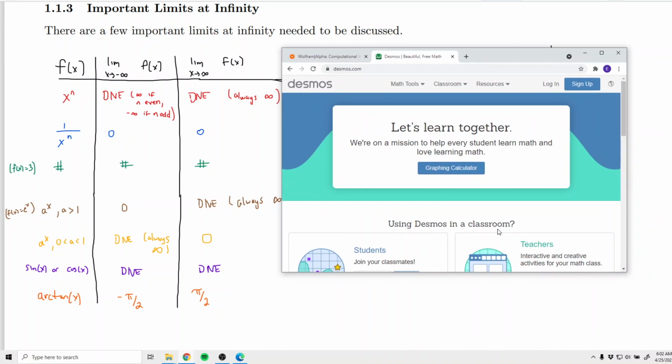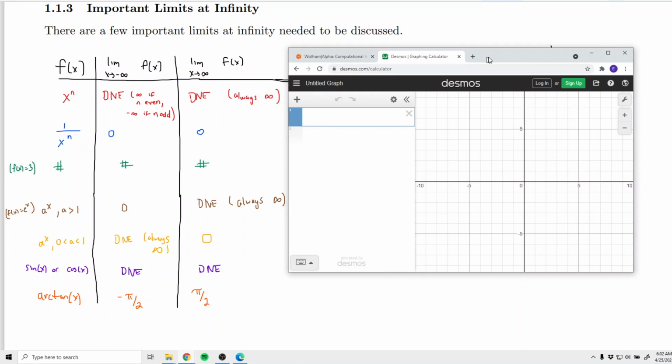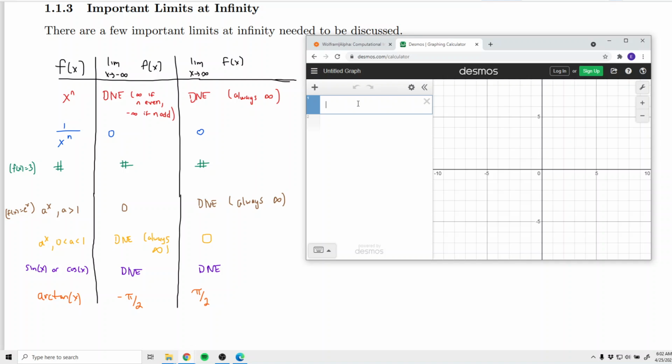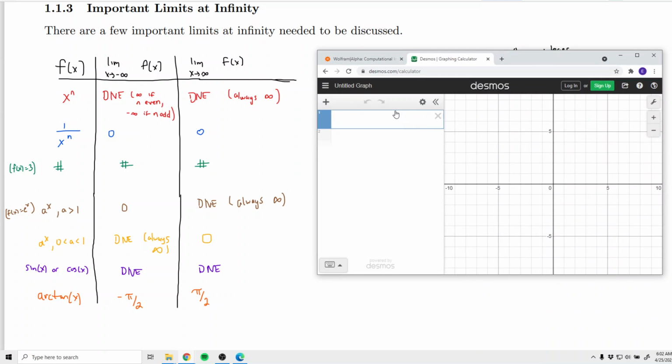But what I'll go ahead and do is open up Desmos and show you how these work for a few examples. So for x to the n, I should not have that hidden. n is just representing any positive integer. And what this is saying is that when you have a positive integer on x, you always get an infinite limit if we go to the left or if we go to the right. Y equals, let's just do x raised to the 4th power first.